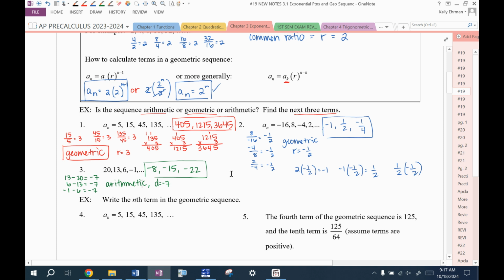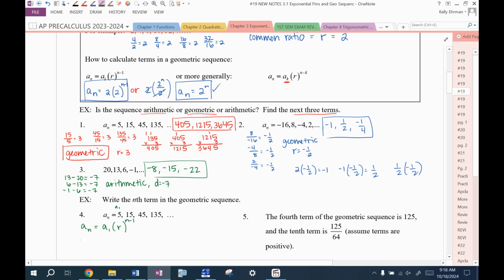All right, the next example says write the nth term in the geometric sequence. So write the nth term means come up with the formula like we did up here. Like what is the formula to generate these terms? It's 5, then 5 times 3, then 15 times 3. So how do we come up with a formula that just lets us plug in values for n and generate these terms? So use the formula we know. We have the first term. We have a1. So we might as well use the first one that says the nth term is the first term times the common ratio raised to the n minus 1 power.